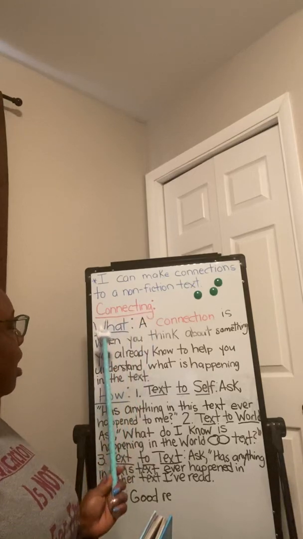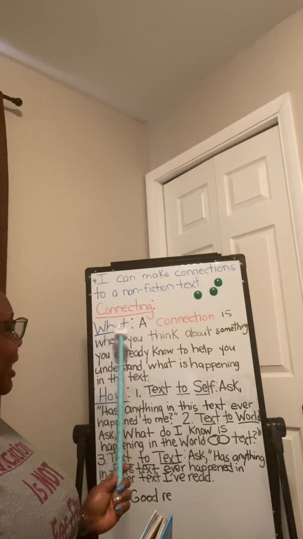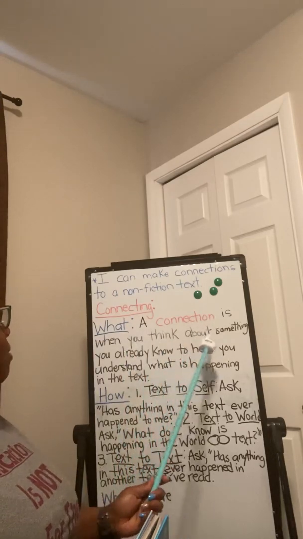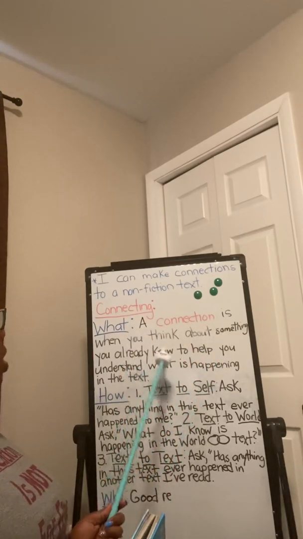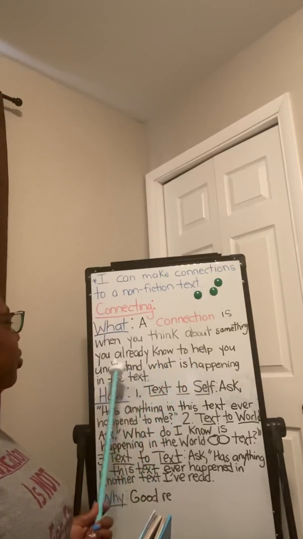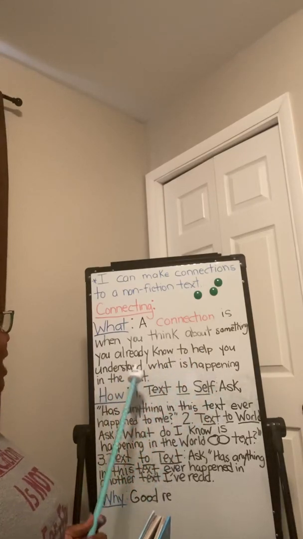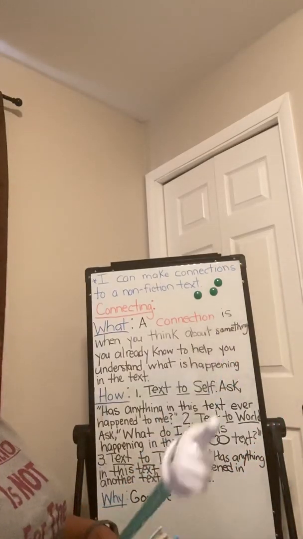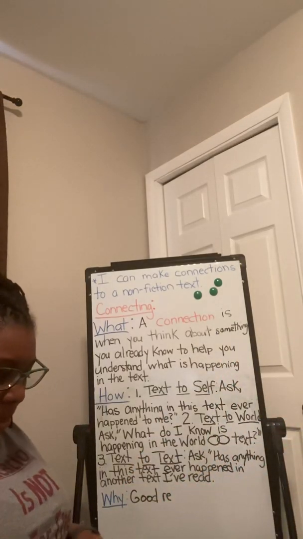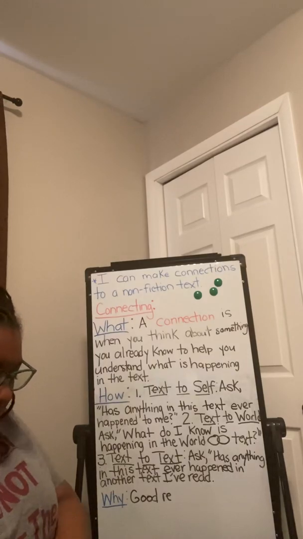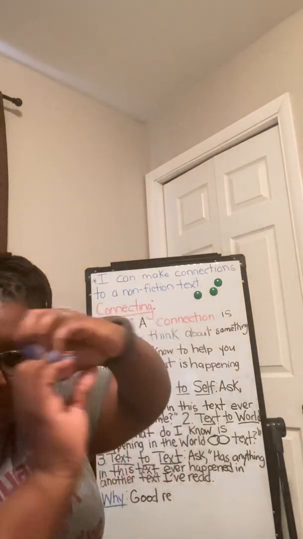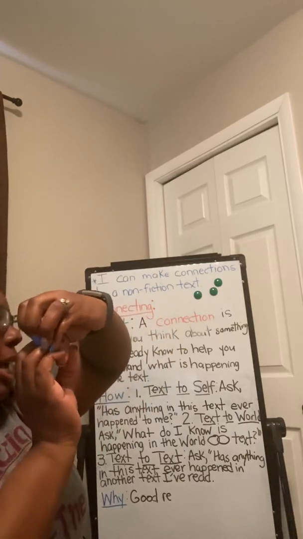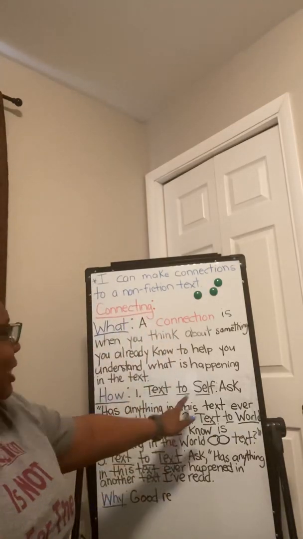Connecting. What is connecting? A connection is when you think about something you already know to help you understand what is happening in the text. So these are the three ways that you can find a connection, okay? And you have to remember a connection, what we used last week, we're linking our hands together as a connection, linking, making connections. Text to self.